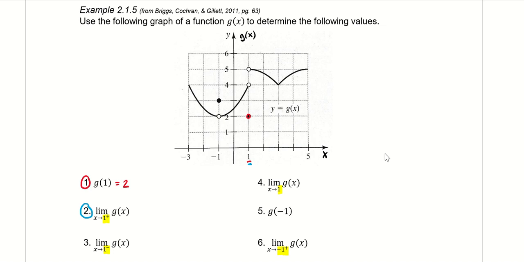So if I look at my function and I look to the right of this 1, I can see that here's my function, and as I move closer from the right hand side, my function looks like it's approaching 5. There's an open circle at x equals 1. We don't care, we're calculating a limit. So it looks like the limit as x approaches 1 from the right is 5.